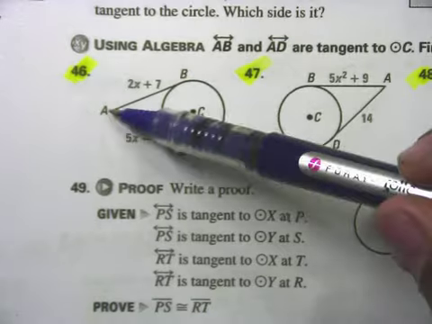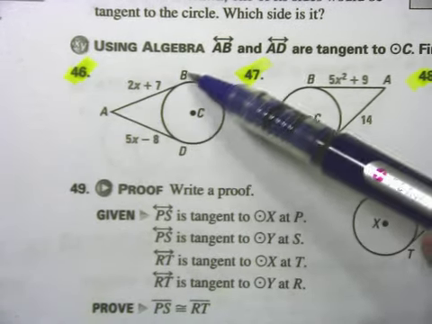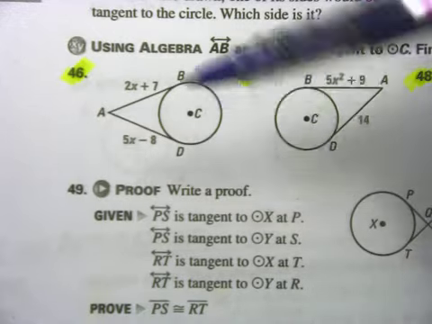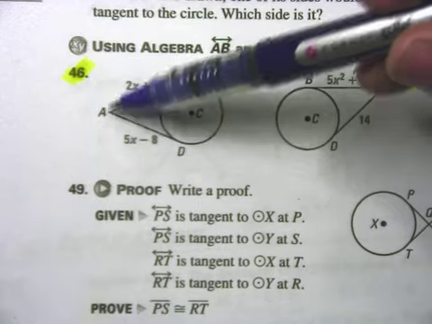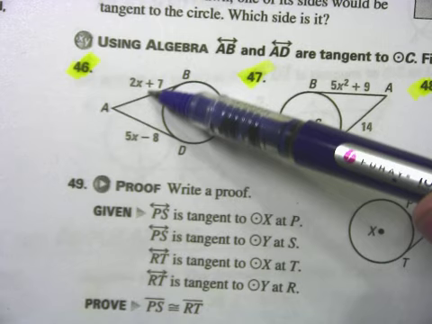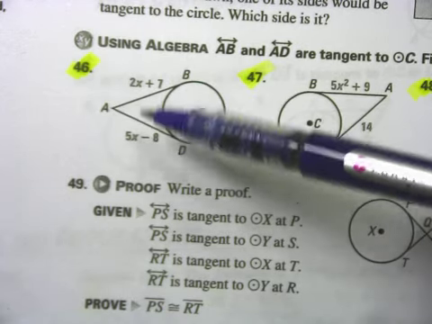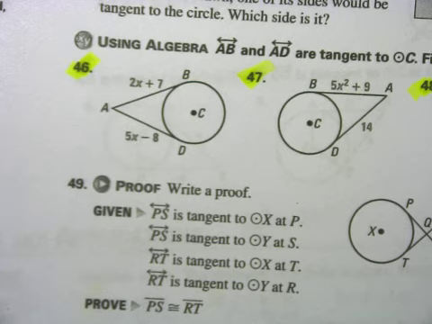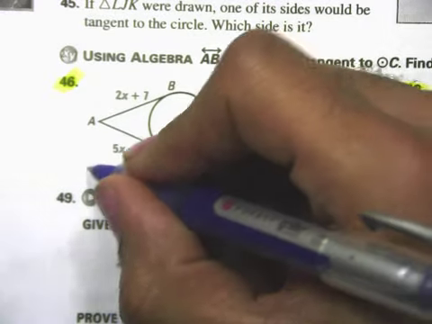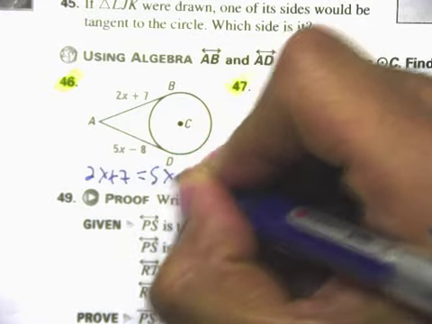And now let's look at questions 46, 47, and 48. For questions 46, 47, and 48, we have an external point, and I have a tangent line AB and tangent line AD, both coming from the same point. And if you remember, the rule says that if two tangent lines come from the same external point, then those tangent lines should be congruent. Well, if they are congruent, we should be able to solve for x.